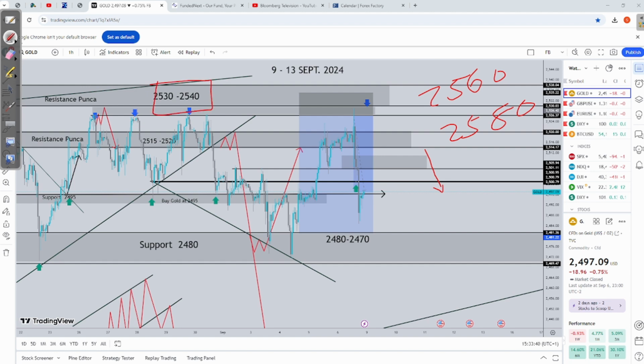So what it means for me is that I am going to consider some corrections, and then I work with the sell.